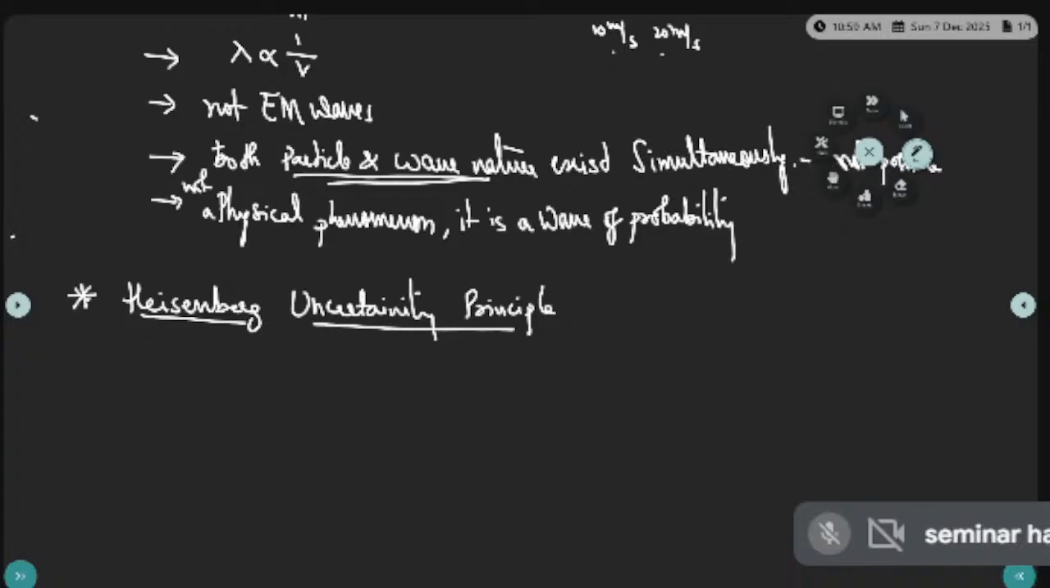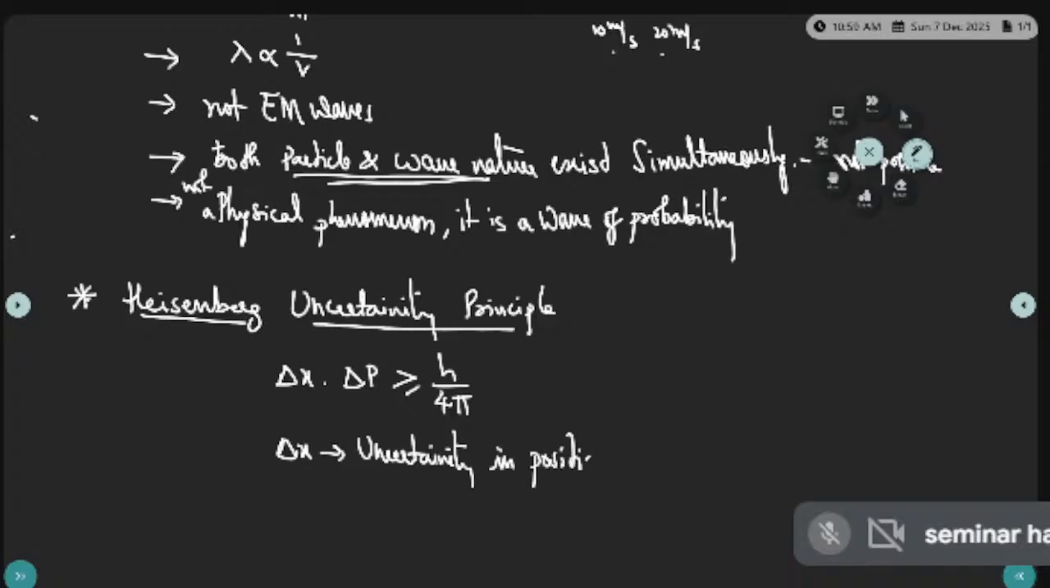In mathematical words, delta x into delta p is greater than or equal to h by 4 pi. In some books it is h by 2 pi, h is a constant, no problem. Where delta x is uncertainty in position, delta p is uncertainty in momentum.